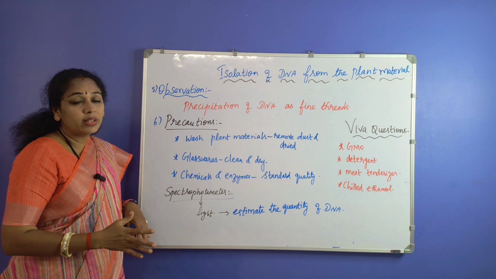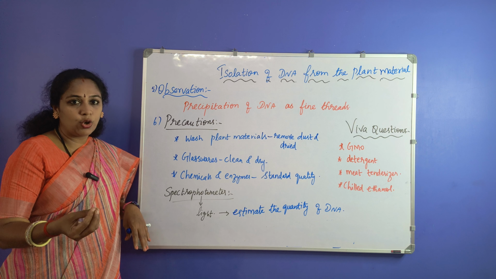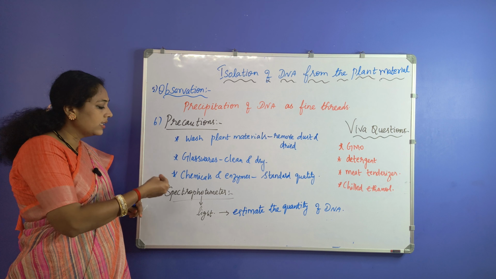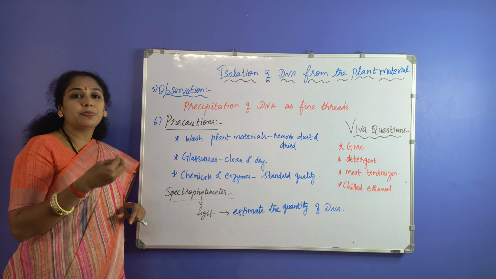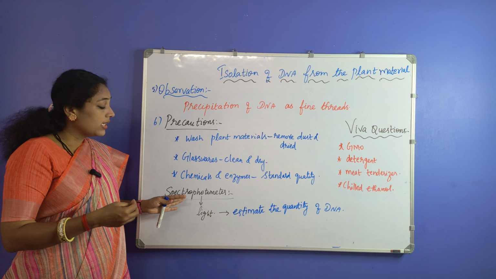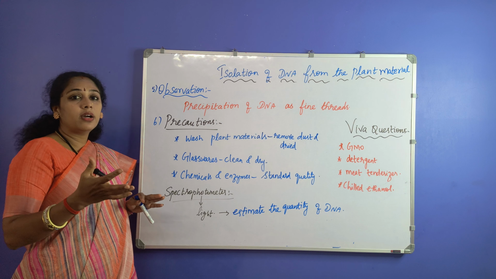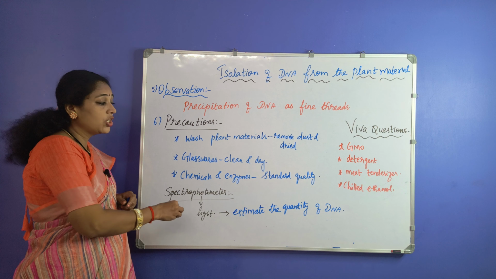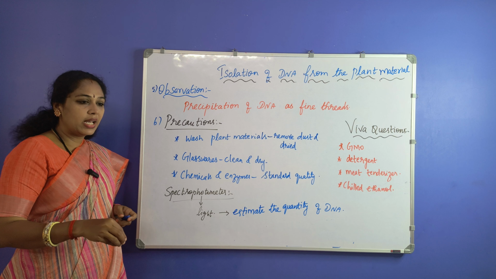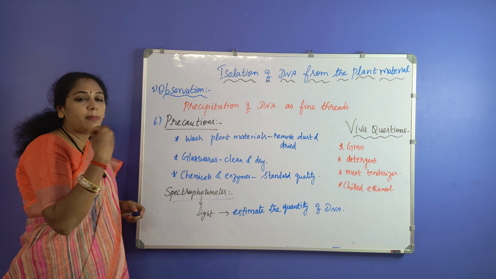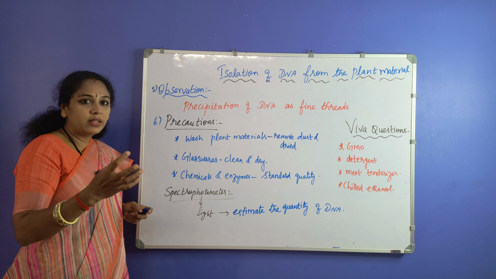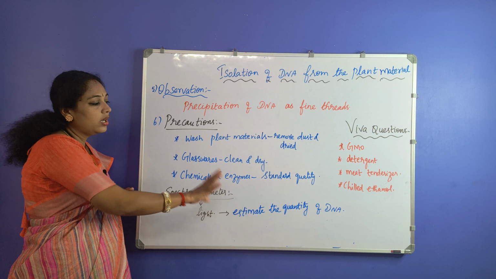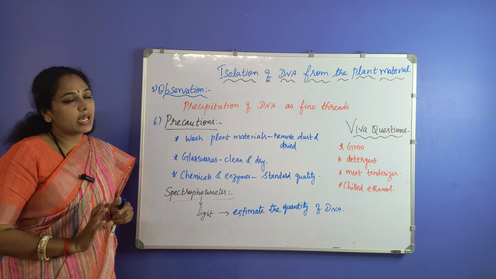And the spectrophotometer. After doing all these things, the DNA that you get out of that is measured using the spectrophotometer, which is an instrument where you measure or estimate the quantity of DNA using light. From the intensity of the light amount, you estimate the quantity of DNA.